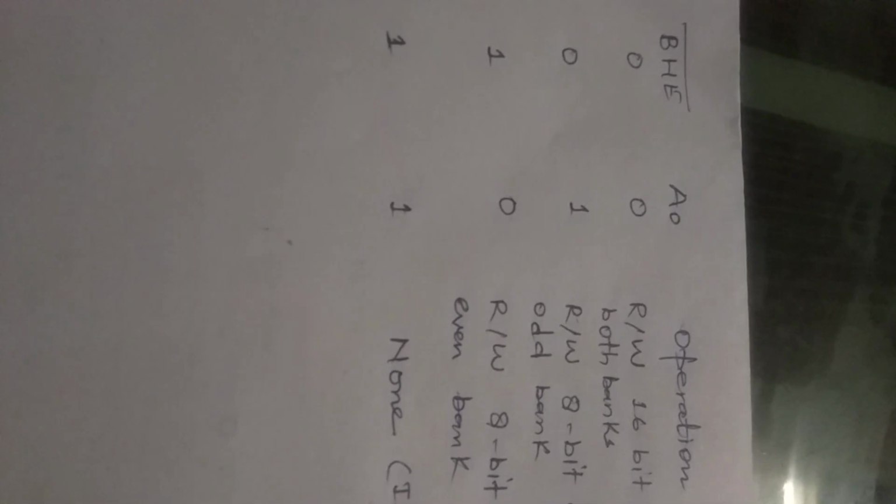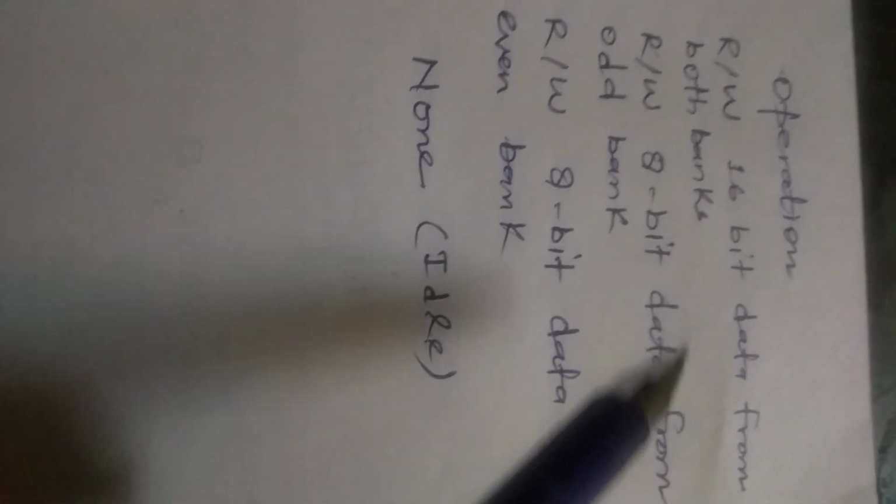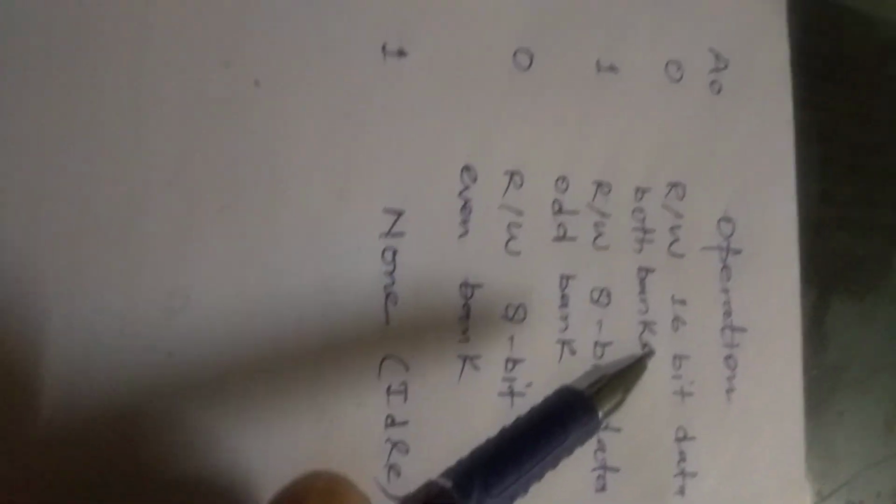This is the table. Here are the different values of different combinations of BHE bar and A0. BHE bar is the chip select signal for the odd bank and A0 is the chip select signal for the even bank. When both the values are 0, it means both the banks are enabled. When both the banks are enabled, then we can read or write 16-bit data. So here the operation is read or write 16-bit data from both the banks as both the banks are enabled.